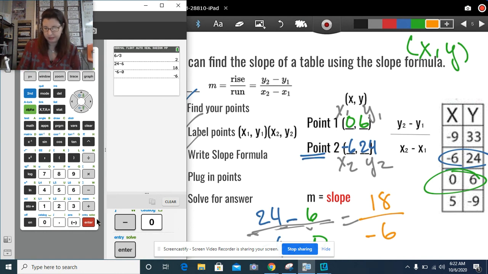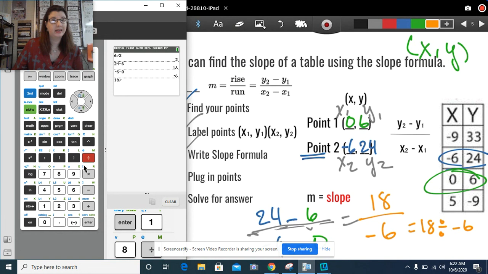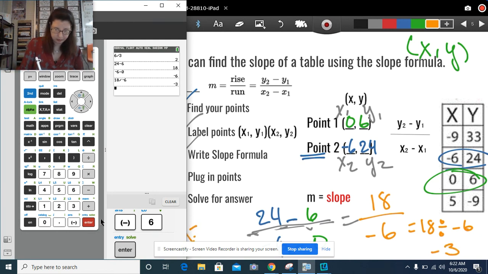Anytime I see this line, in my calculator, I'm going to put in 18 divided by -6. So 18 divided by, and that negative is down by the enter, -6. And see, it kind of looks like my fraction now, 18 divided by -6. And I hit enter, and I get a -3. So my slope, using the slope formula, is -3. If you want more practice, please go on to the guided practice.